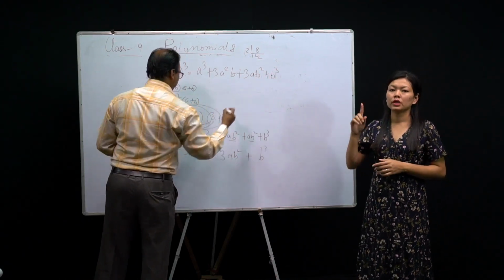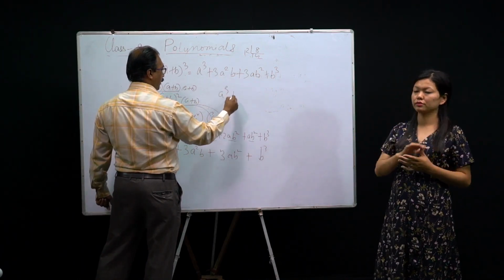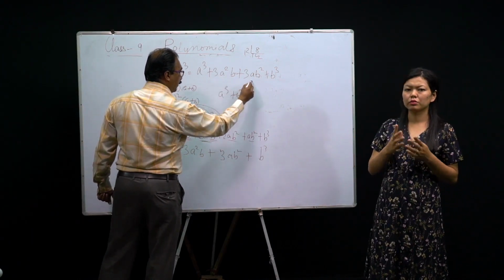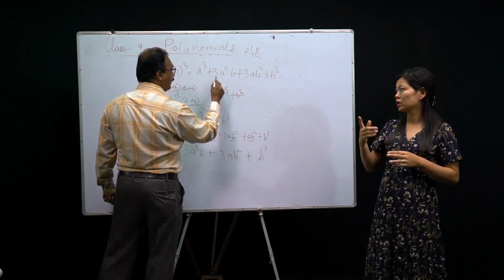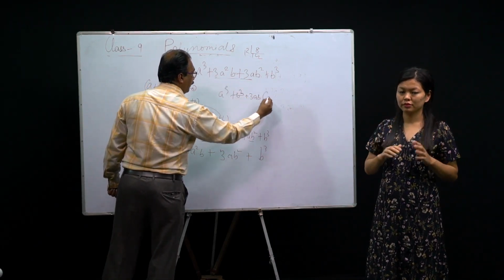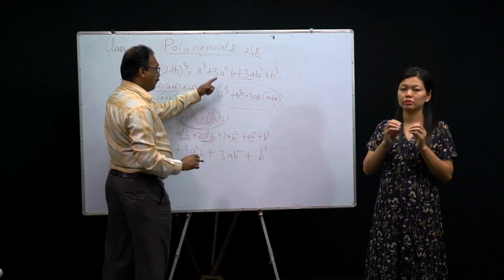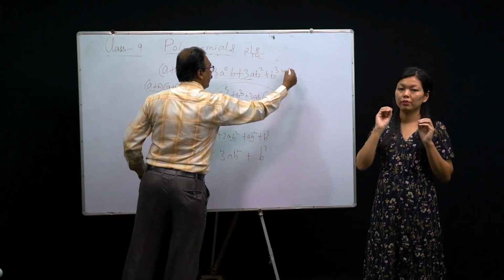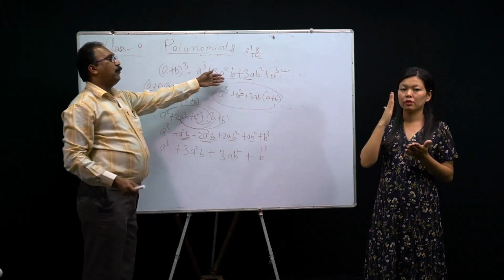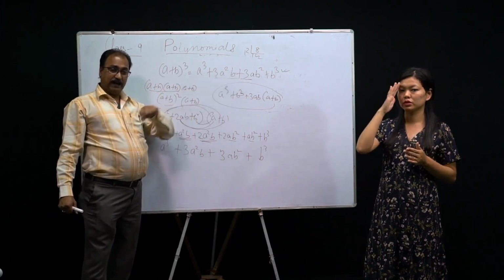That way you have to learn it. Many books give it like this: they write a cube plus b cube, then write this one. Or they write these 3 common, 3ab common, then write a plus b. Some books use that also. They are also correct, but the main formula you have to remember this way. Why? It will really help you when you go to higher classes, the binomial theorem. In class 11, it will really help you.